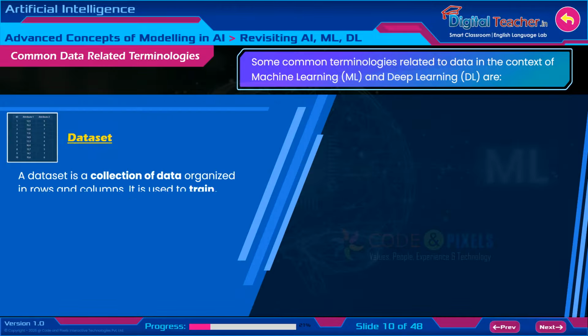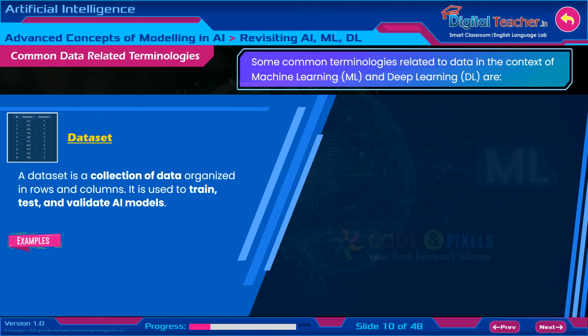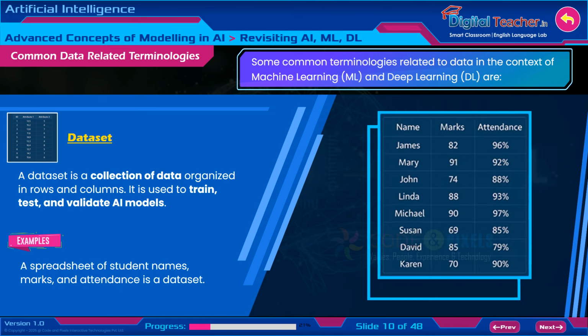Dataset. A dataset is a collection of data organized in rows and columns. It is used to train, test, and validate artificial intelligence models. Example: a spreadsheet of student names, marks, and attendance is a dataset.